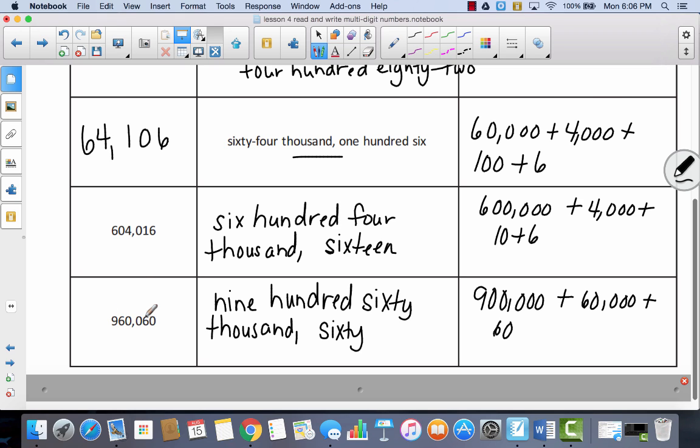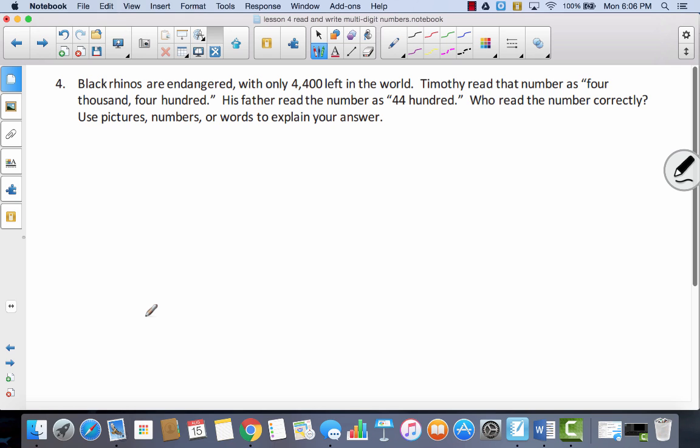Okay? One more problem. So now we've got an application problem, and we're going to use that RDW process that we've been using. So we're going to read, we're going to draw, we're going to write a number sentence, and we're going to write a word sentence. So black rhinos are endangered with only 4,400 left in the world. Timothy read that number as 4,400. His father read that number as 4,400. Who read the number correctly? Use pictures, numbers, or words to explain your answer.